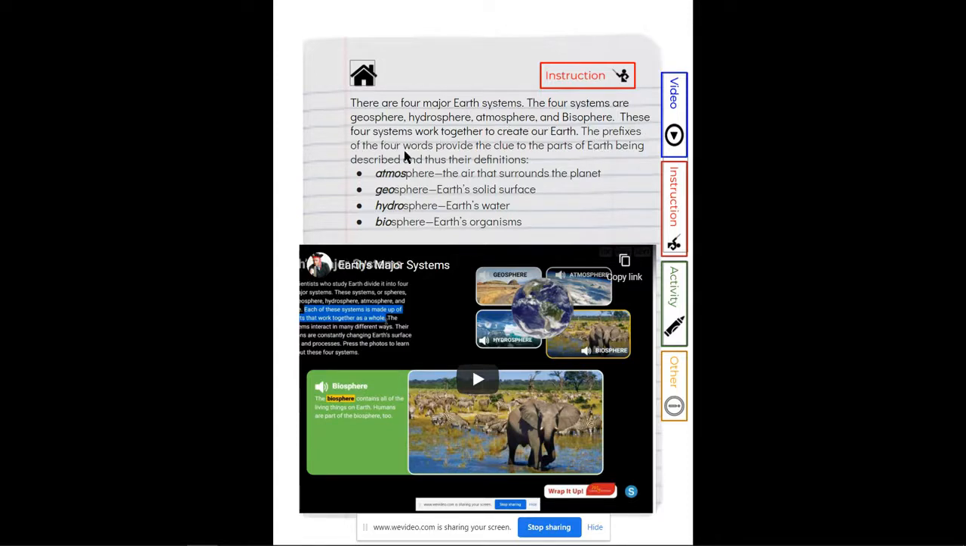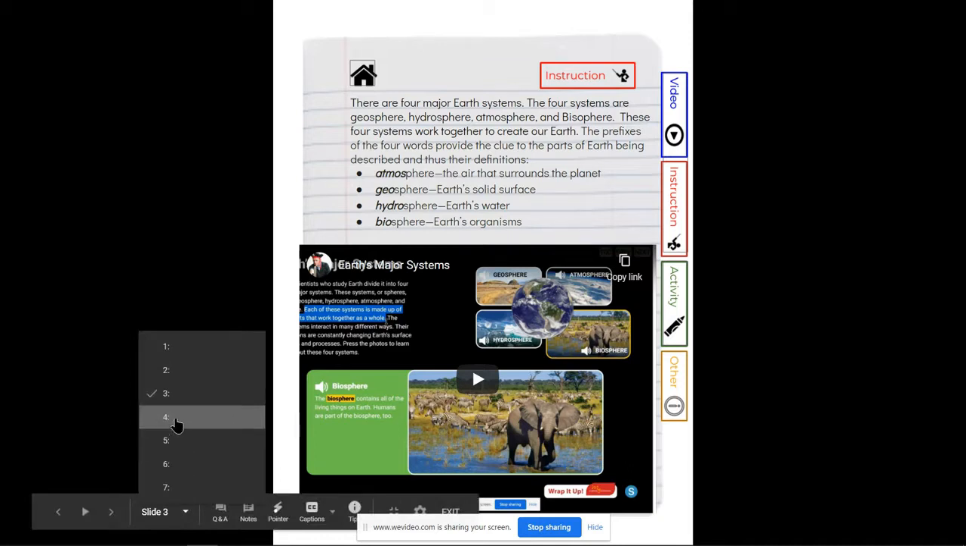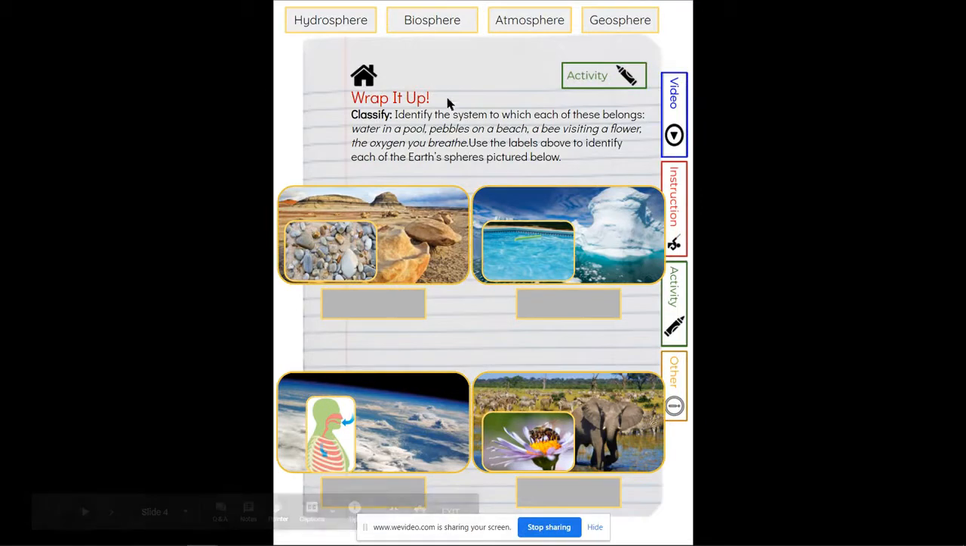The prefixes of our four words provide the clue to the parts of the Earth being described, and thus their definitions. Atmosphere, the air that surrounds the planet; geosphere, Earth's solid surface; hydrosphere, Earth's water; and biosphere, Earth's organisms. Again, this video gives you all of the instruction and the information that you need to know to be successful in this lesson's activities.